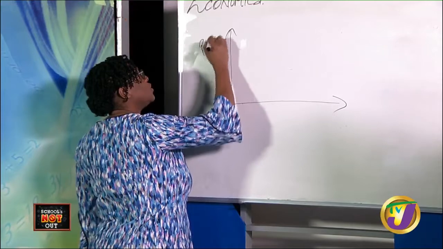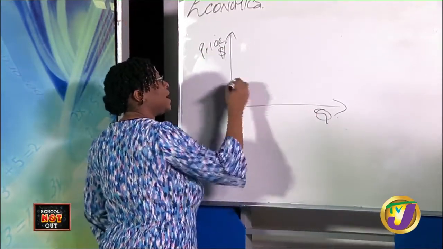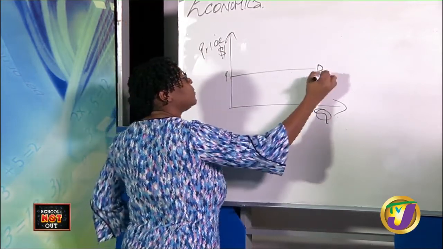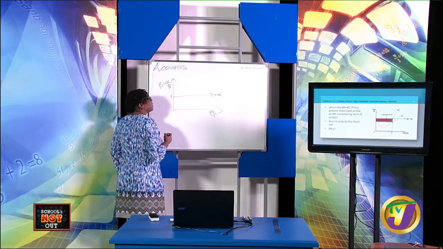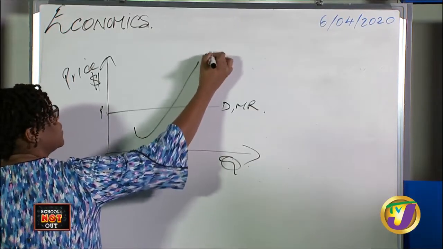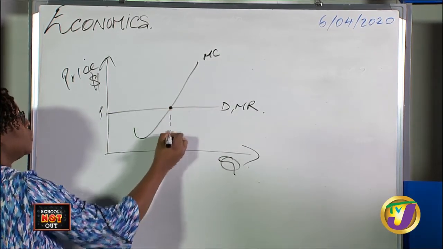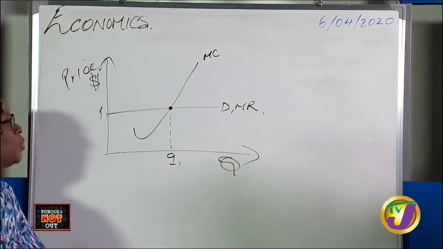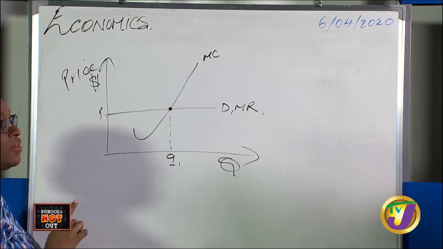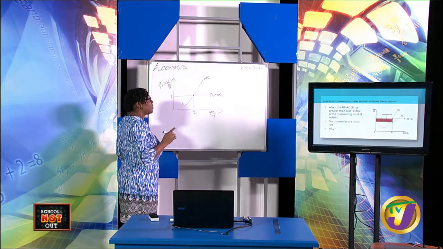All right, so here we have our price and our output and the demand curve for the perfect competitive market. Profit maximization, you put in that point where your marginal cost is equal to your marginal revenue. This will be the level of output that you will produce. Now, your average cost curve, that is the curve that you will look at to determine the level of profit.